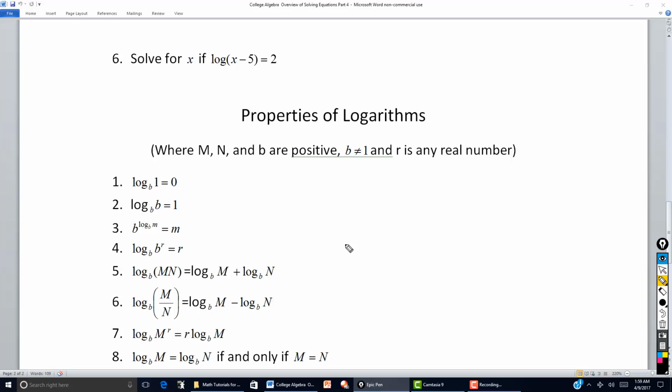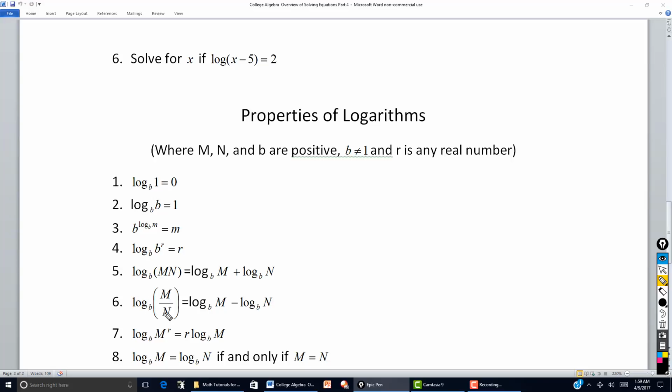Number 5, whenever you have the log of a product of two numbers, that's the same thing as the sum of the logs. So notice the way it works out. Log of m times n is equal to log of m to base b plus log of n to base b. And notice this works both ways. So this is saying basically that if you have the log of a product, you can write it as the sum of the two logs, and it goes backwards. If you have the sum of two logs, you can write it as a product.